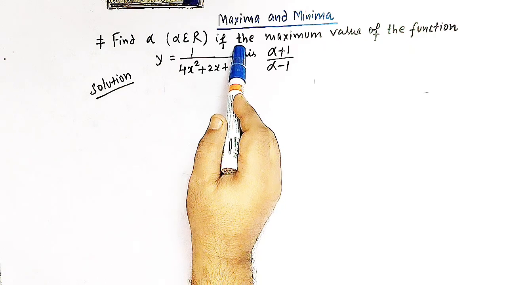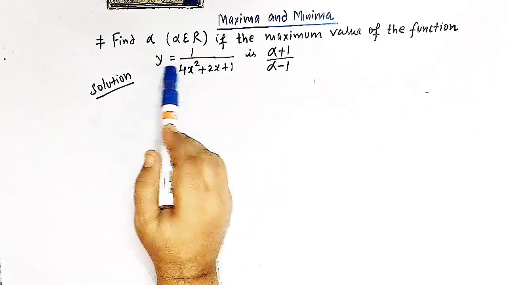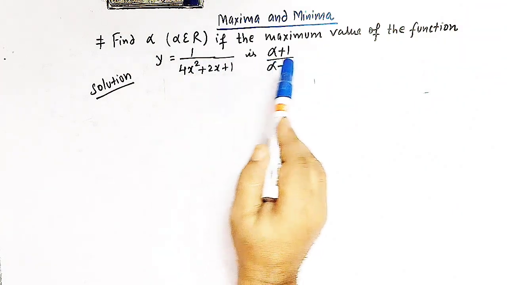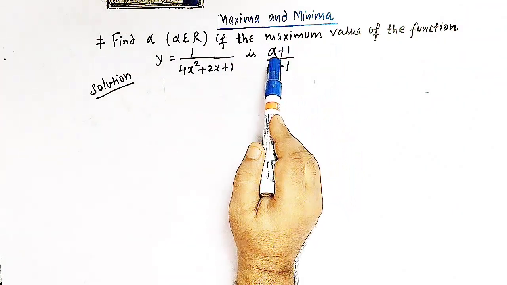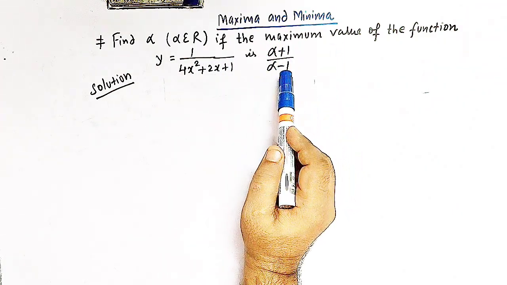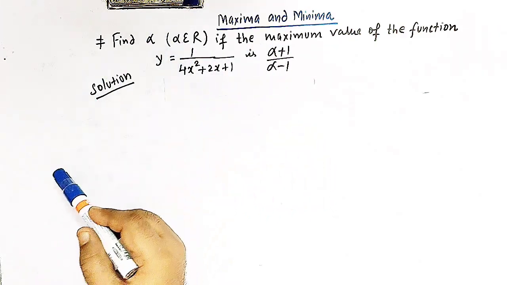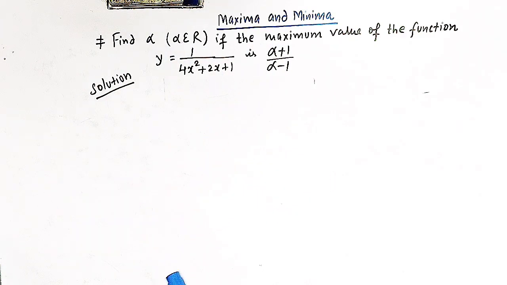So here we are given a function y of x, and here the maximum value of this function is given as alpha plus 1 over alpha minus 1, where alpha is to be calculated, right? So here to solve this problem we'll make use of the second derivative test to get maxima and minima.